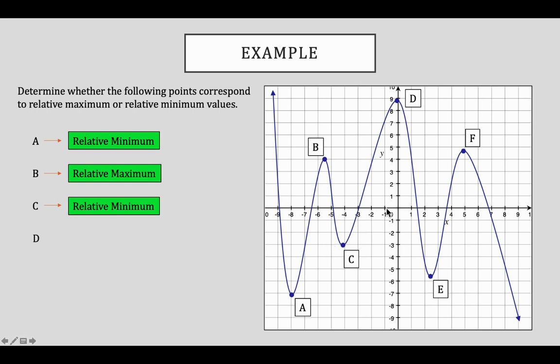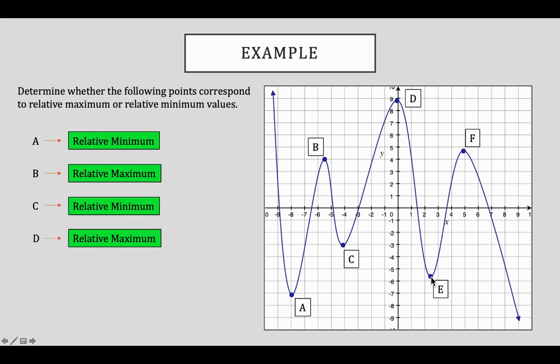Moving on to point D, I again notice that the y value associated with point D is greater than the y values associated with points immediately to the left and to the right. If I go to the right of point D, my graph goes down. If I go to the left of point D, my graph goes down. Because it is relatively greater than the y values of the points immediately left and right, it is a relative maximum. Hopefully we're picking up on a pattern here.